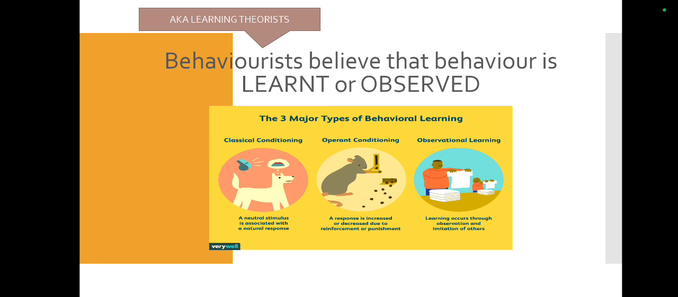So the first key idea that we need to understand about learning theorists or behaviourists is that they believe that all behaviour is learnt, or at least it's observed from other people.